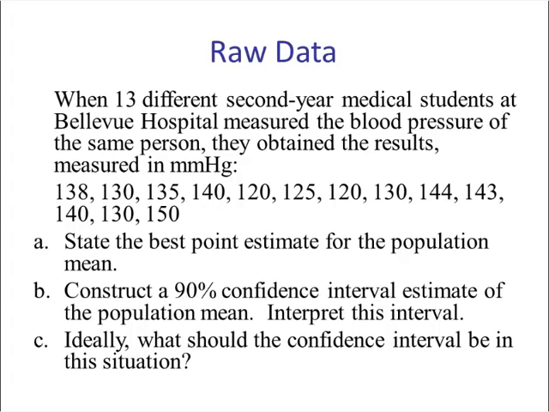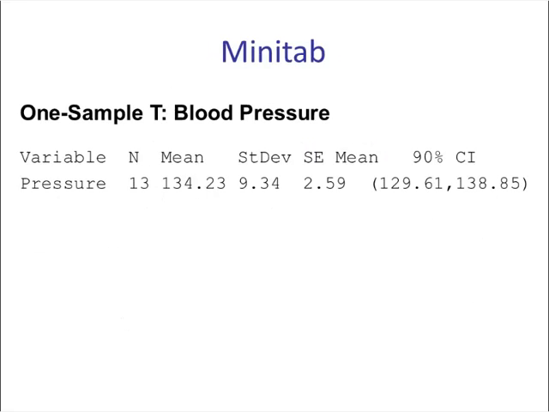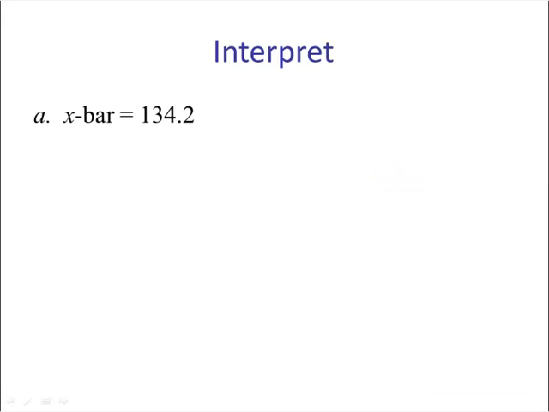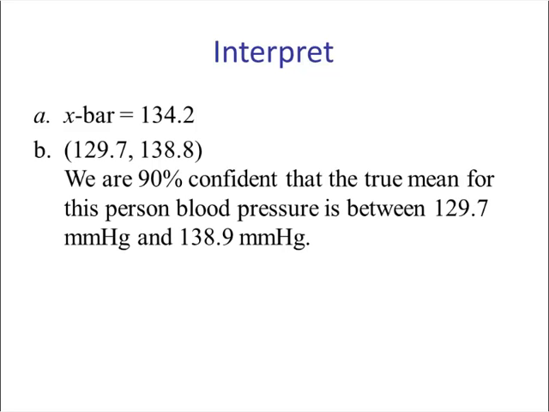A, what's the best point estimate for the population mean? B, construct a 90% confidence interval for the population mean. Then we need to interpret it. And C, ideally, what should the confidence interval be in this situation? Here's the Minitab printout. This is X bar, this is S, this is the standard error, and we have our confidence interval. The best point estimate is X bar. We have 134.2. Our confidence interval is 129.7 to 138.8.